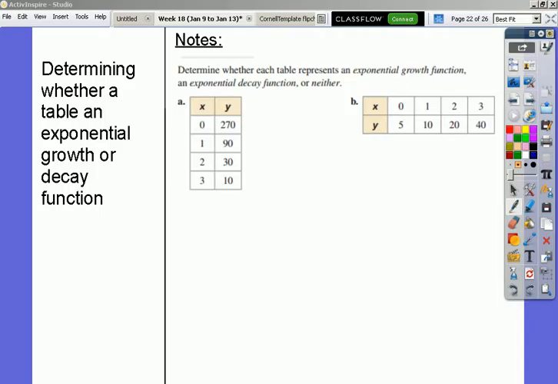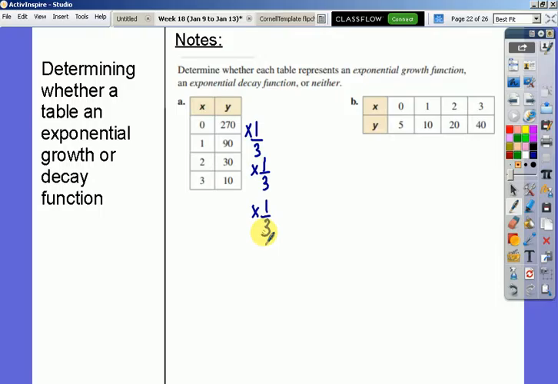Decay. Why is it decay? You're multiplying by what each time? 1/3, right? So you're dividing by 3. So 270 divided by 3 is 90, divided by 3 is 30, divided by 3 is 10. So each time we're multiplying by 1/3, which means that we have that growth factor that is in between 0 and 1. Does that make sense? Okay, the next one.